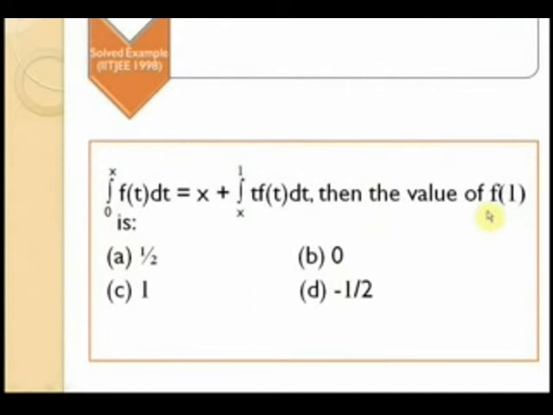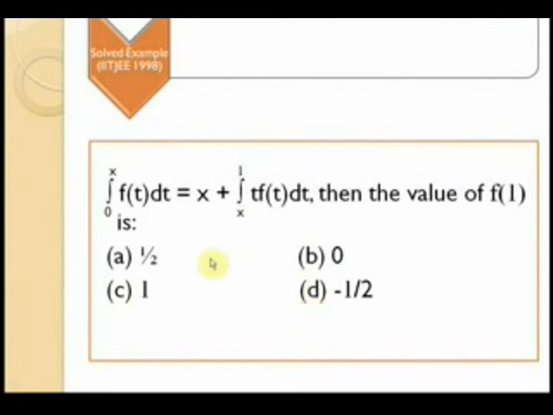So let us try to solve one more example. This problem appeared in IIT JEE 1998, and it says that the integral of f of t dt from 0 to x is equal to x plus the integral of t times f of t from x to 1. Then the value of f of 1 is, option A is 1 by 2, option B is 0, option C is 1, and option D is minus 1 by 2.